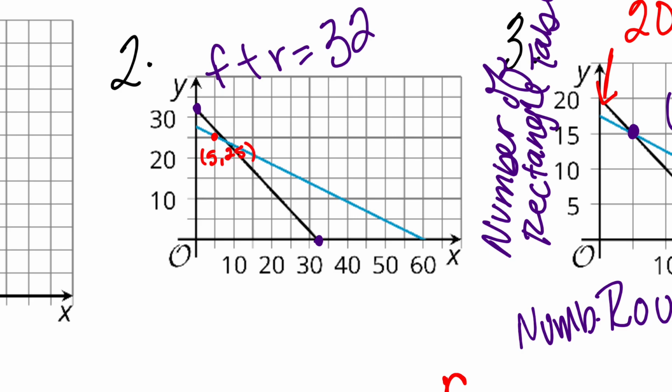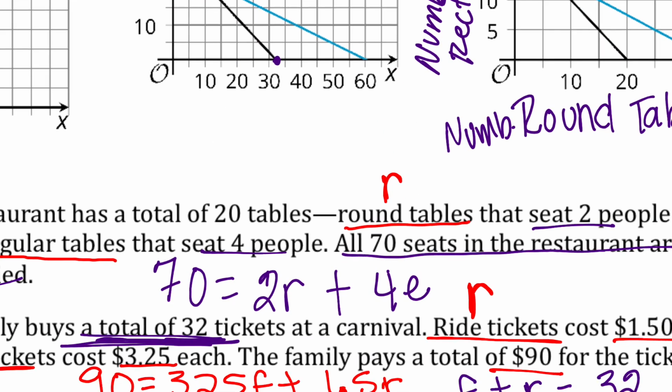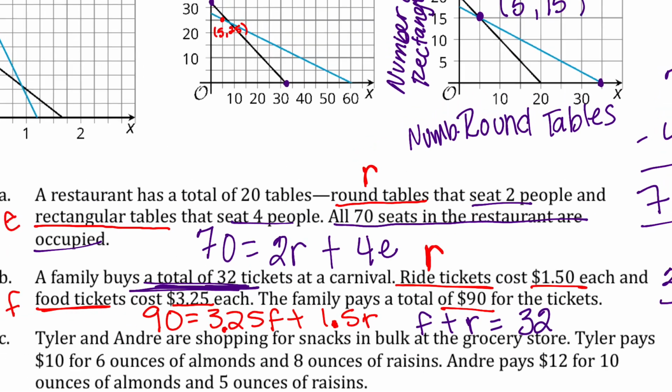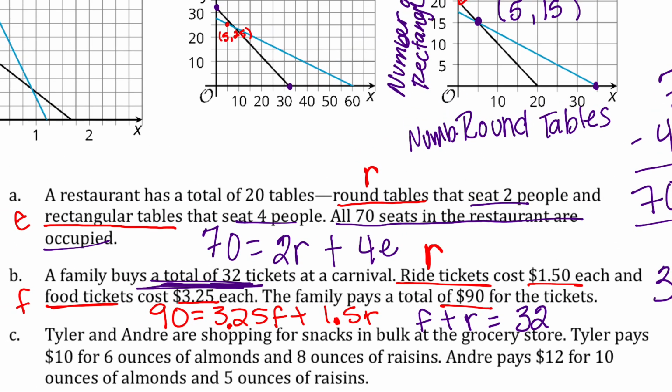So let's do 525. If we plug in 525, we don't honestly know which variable is which, so we may have to plug it in twice. So we can say 90 equals 325 times 5 plus 1.5 times 25. I'm going to guess that I can do less food tickets. That is just my assumption.